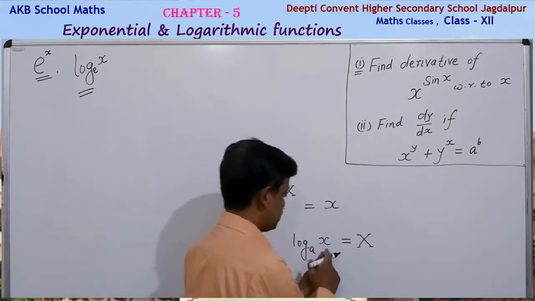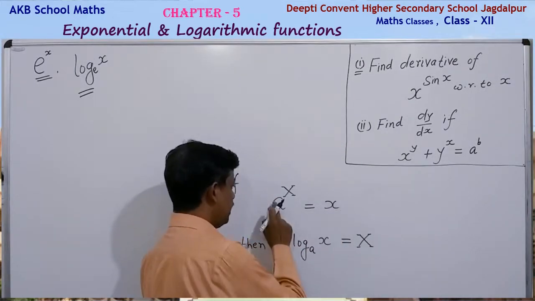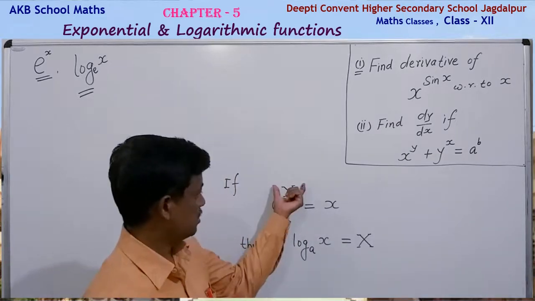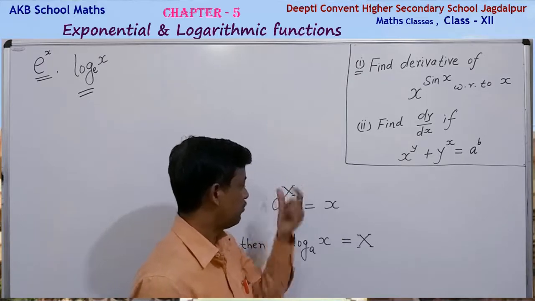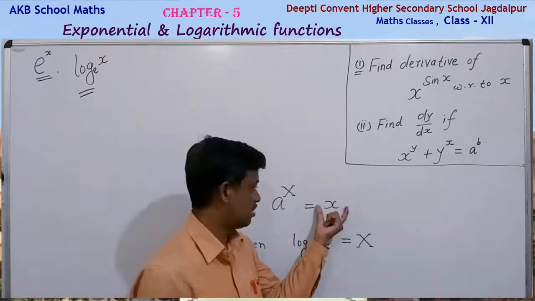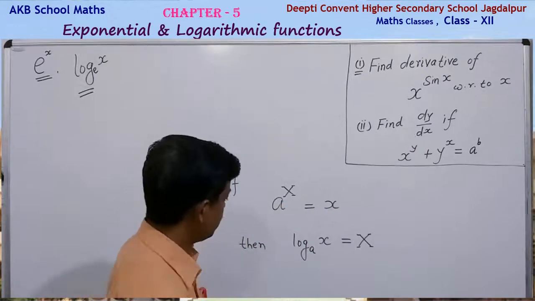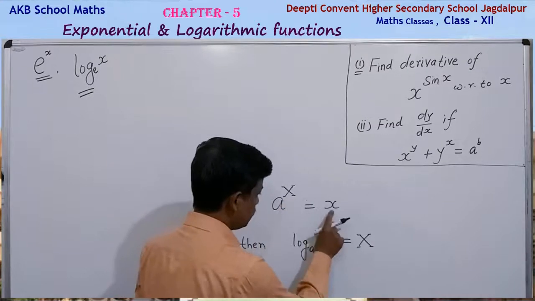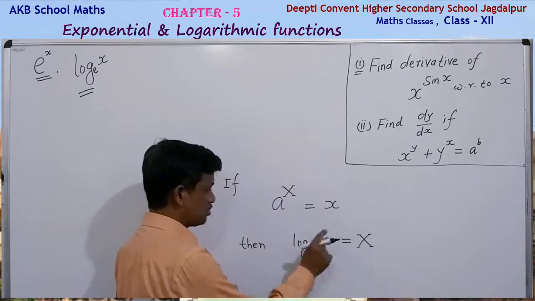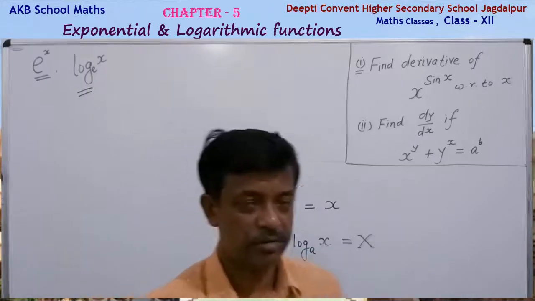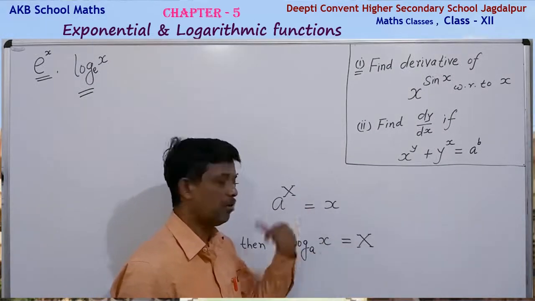Log of x, where a to the power capital X equals x. So the power capital X is defined by taking log, log of x, logarithm of x to the base a. So if a to the power X equals x, then logarithm of x to the base a equals X. This is the basic definition of the logarithmic function.